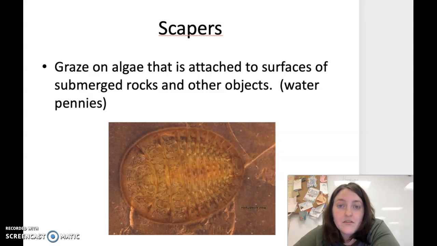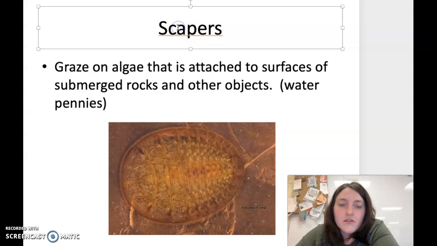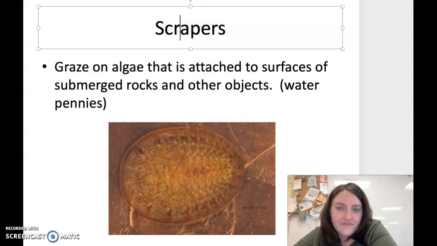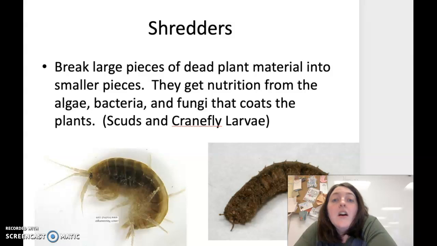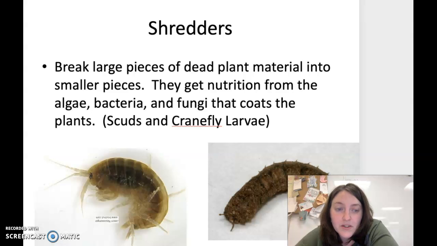So we have collectors, scrapers, shredders, which break things down into small pieces. They usually focus on algae, bacteria, and fungus, so they literally shred the plants. Scuds and crane flies do this. These are pictures of them below.